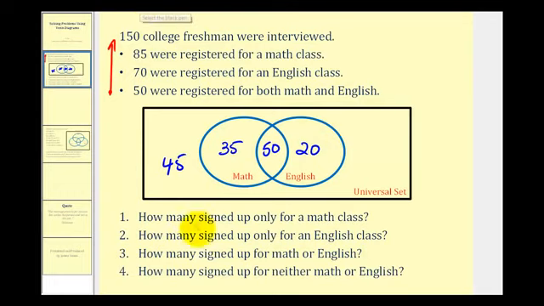Now let's answer the questions. Number one, how many signed up only for a math class? Well, that would be these 35 students here. How many signed up only for English class? That would be 20.